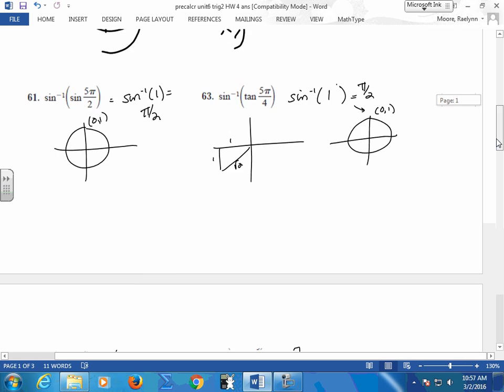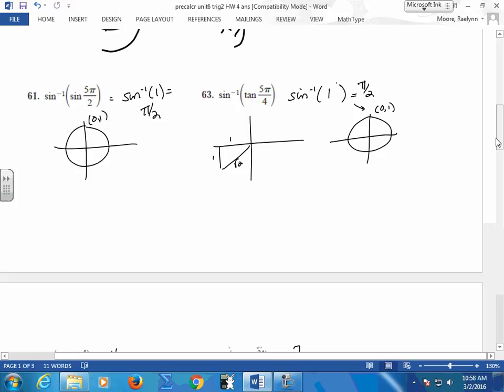All right, let's try some more. Where do I start? So where is 5 pi over 2? 0, 1 pi over 2, 2 pi over 2, 3 pi over 2, 4 pi over 2, 5 pi over 2. Same as 90 degrees. What is the sine of that guy? 1. So I'm going to take this out and put a 1 in here. Now it's saying, arcsine of 1.